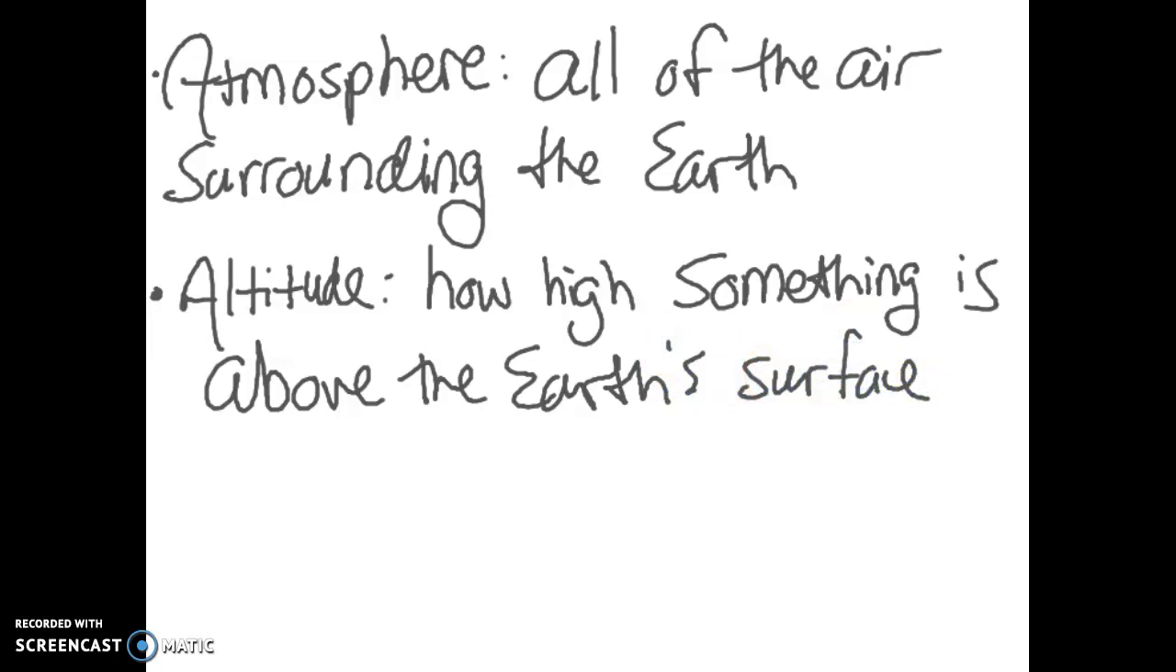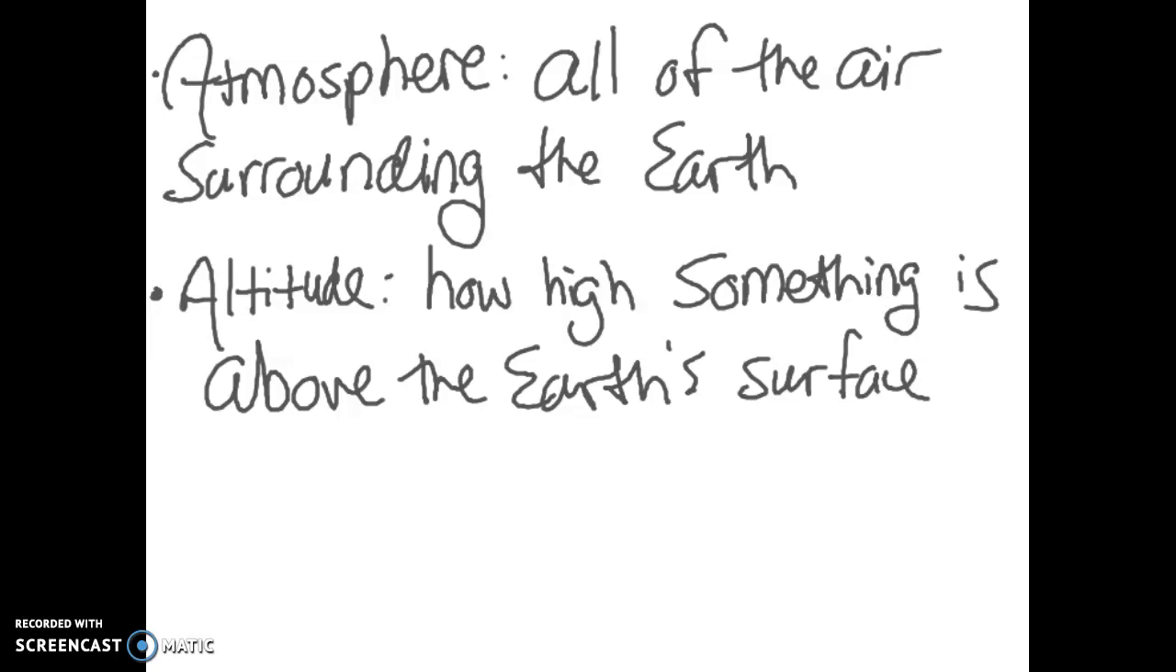So it is extremely possible today that you're going to hear me using the word atmosphere. And when we hear the word atmosphere, I just want you to think that that has got to be something to do with the air surrounding the Earth. And you're going to hear the word altitude, and that depends on how high we are above the Earth.